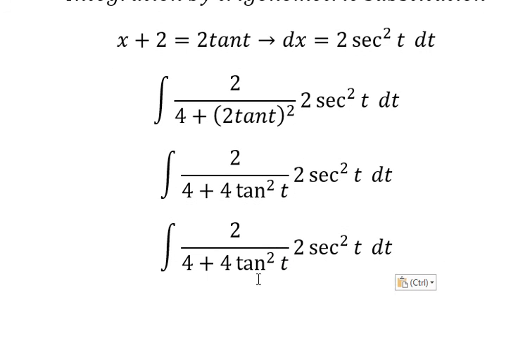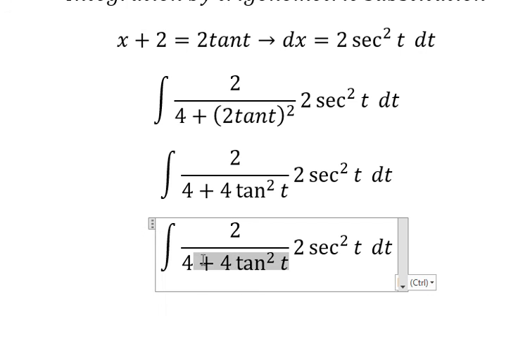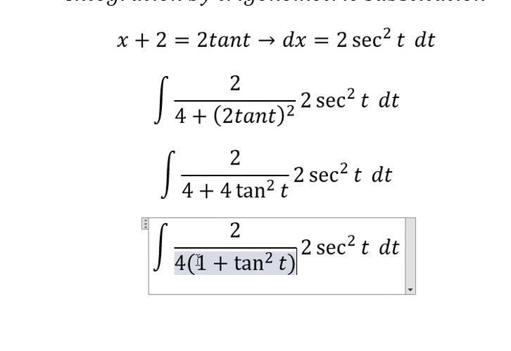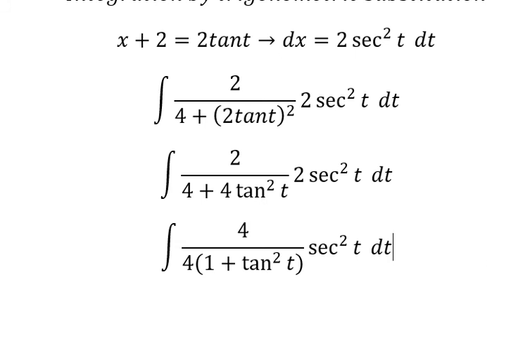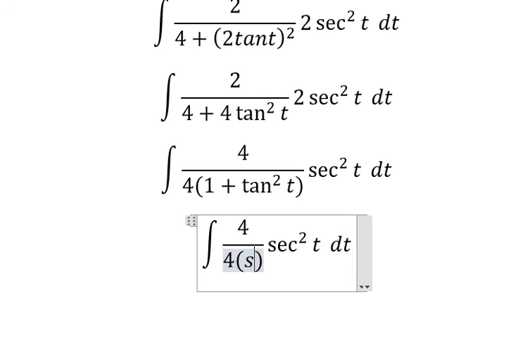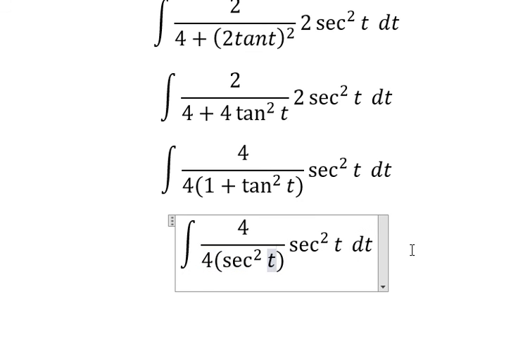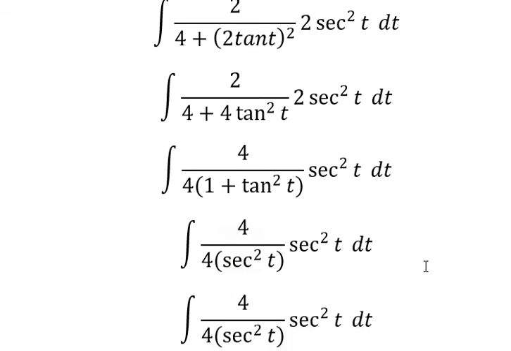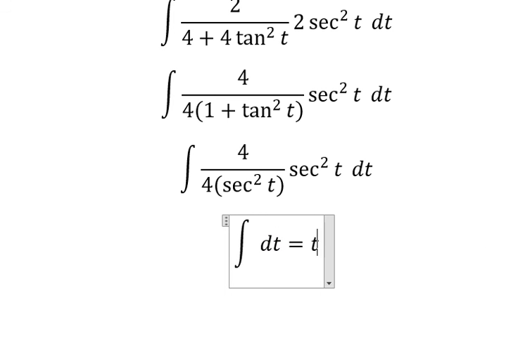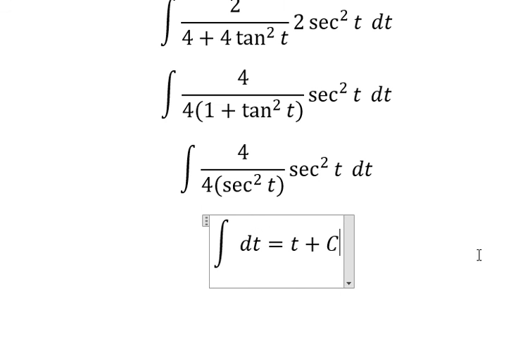Next, number 4, we can do factorization. 2 and 2, we have number 4. 1 plus tan t square, we change by secant of t square. And now we need to simplify, and we have dt. The integration of dt, we have t plus c.